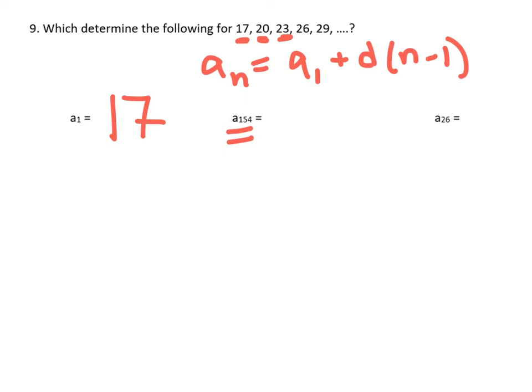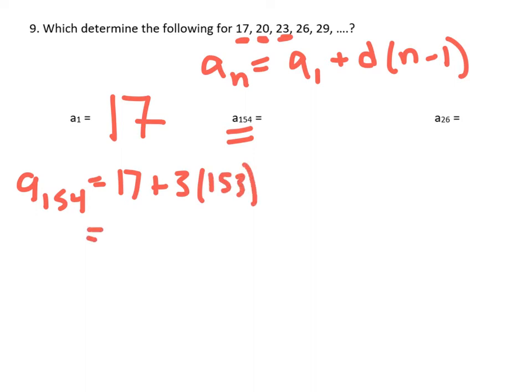So if I'm doing the position of 154, that would be a 17, and we're going up by 3s. And 154 minus 1 is 153. And we would calculate that value. Comes out to 476, I believe.